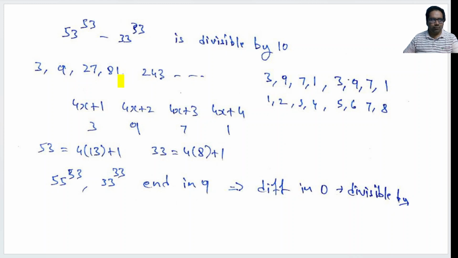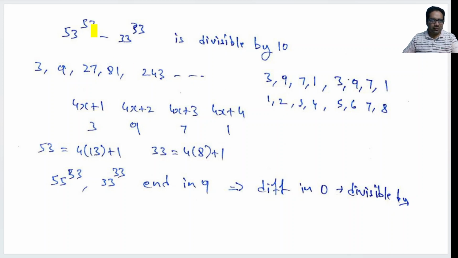81 times 3, that is 3 power 5, is again 243. Then again 3, 9, 7, 1. This cycle repeats. Whatever power 3 is raised to, 3 ends in 3, 3 square ends in 9, 3 cube is 27, which ends in 7, then 1, then again 3, 9, 7, 1. Every 4 powers the cycle repeats: 3, 3 square, 3 cube, 3 power 4, again 3 power 5, 6, 7, 8, again 9, 10, 11, 12. They will always end like this.